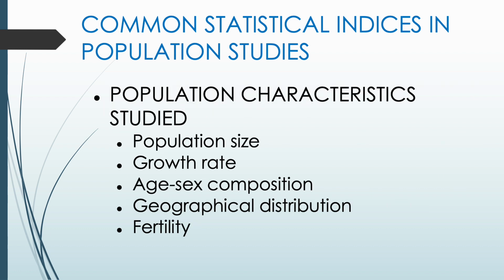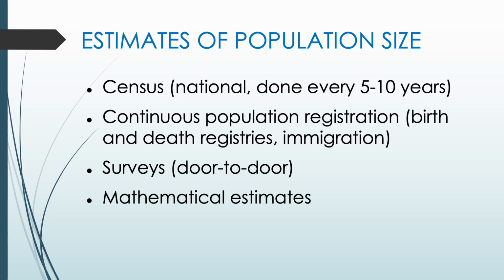The population characteristics studied are usually the population size, the growth rate, age-sex composition, geographical distribution, and the fertility. Estimates of population size would include national census, which is done every 5 to 10 years, continuous population registration from birth and death registries, and immigration registries, door-to-door surveys, mathematical estimates, and for the mathematical estimates, we have the arithmetic increase and the geometric increase estimates.